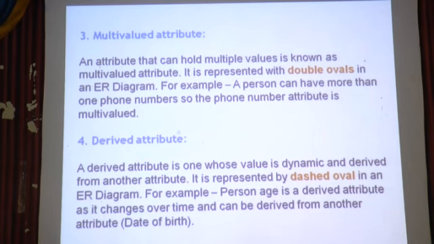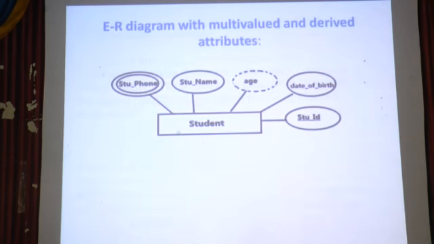Then the fourth category is the derived attribute. A derived attribute is one we can calculate from the value of another attribute. For example, age: we can derive a person's age from the date of birth attribute already given. So we are deriving from date of birth, calculating the age from another attribute, date of birth. That type of attribute is called a derived attribute. It is represented by a dashed oval in an ER diagram.